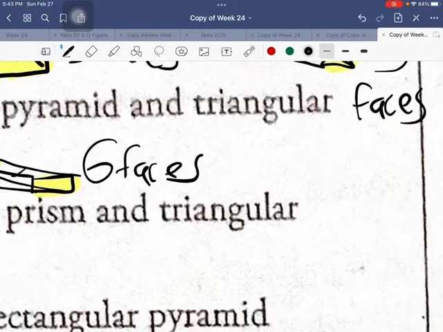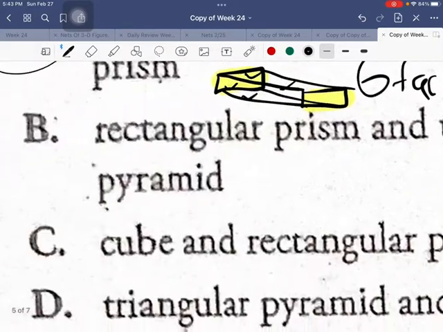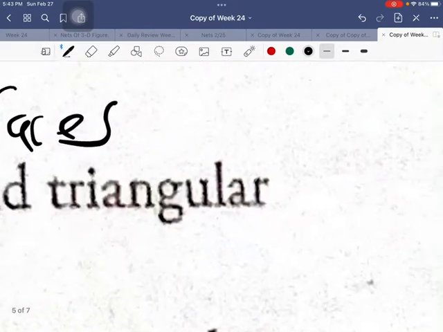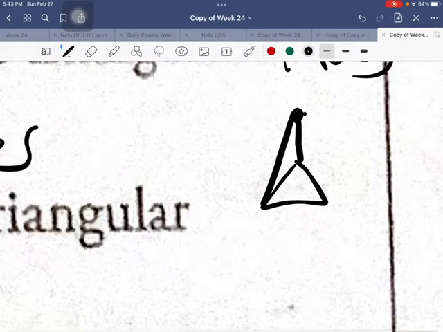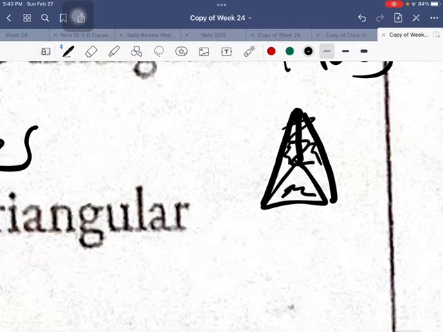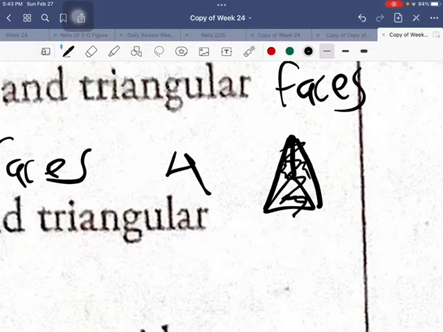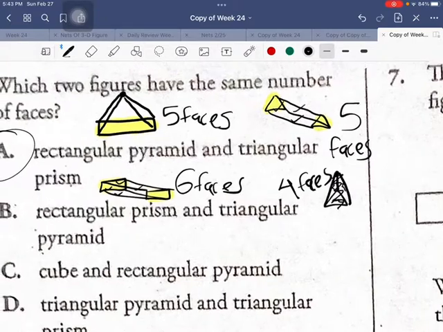What about the triangular pyramid? Well, pyramid means what? Just going to have 1 base. That's exactly right. Pyramid means ajuntar todo. This has bottom, side, and the front. That's 4 faces. Do these have the same number of faces? No, they do not.